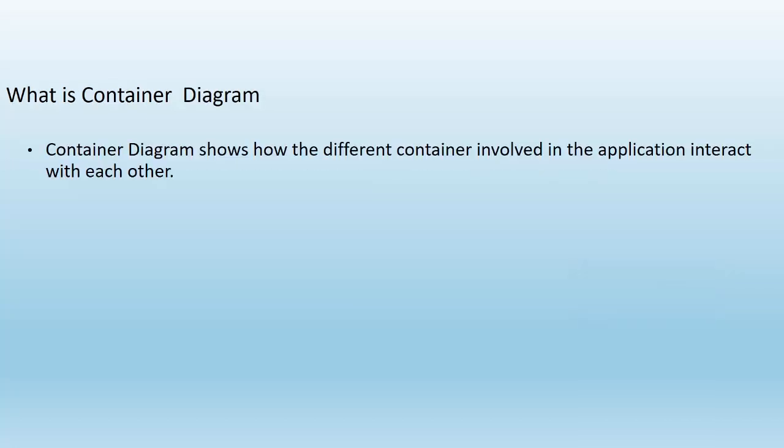The container diagram is the next level to the context diagram, where it zooms into software systems and shows the containers that make up the software system and how the different containers interact with one another. So that's the definition part. Now next, let's look at the purpose of this diagram.